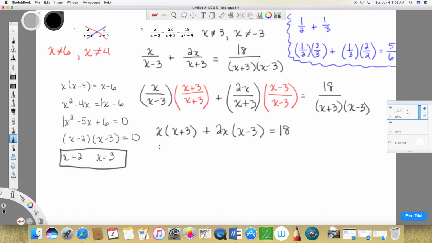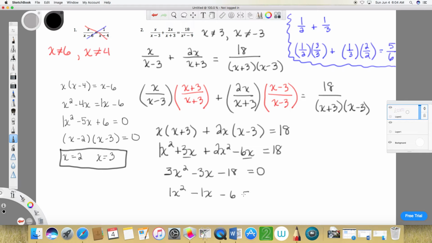All right. So if we distribute this, we've got x squared plus 3x. If we distribute the 2x, we've got 2x squared minus 6x is equal to 18. So with our x squared terms, we have 3x squared. With our x terms, we have 3x minus 6x for negative 3x. And if we subtract 18 from each side, all of these terms are divisible by 3. So 3 divided by 3 is 1. And the 18 divided by 3 is 6.